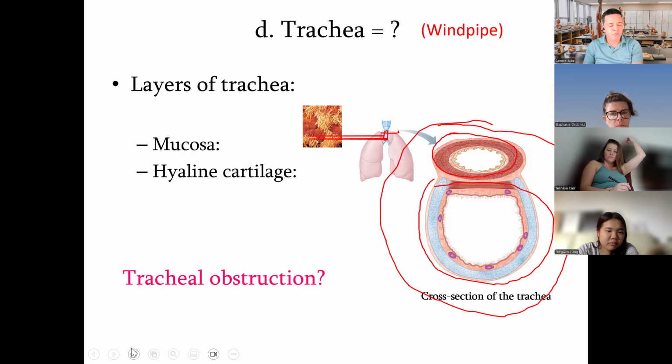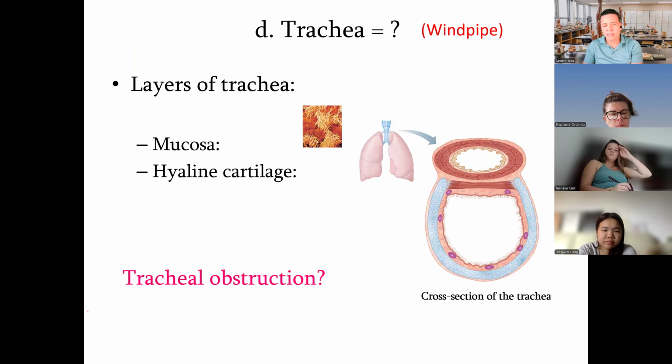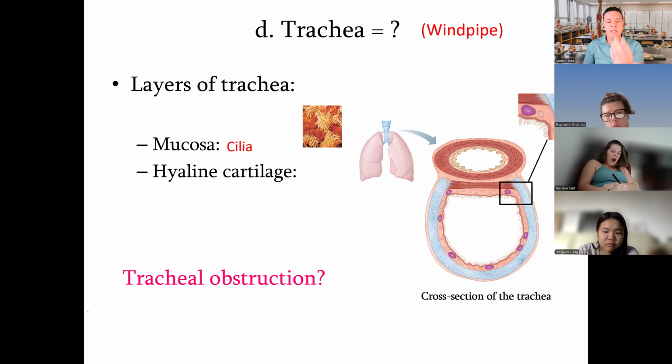Now, if we take a little slice of the inner section of the trachea, the inner lining of the trachea, we can see that on the walls of the trachea, the cells have little hair-like structures that are called cilia. We have talked about the cilia before.